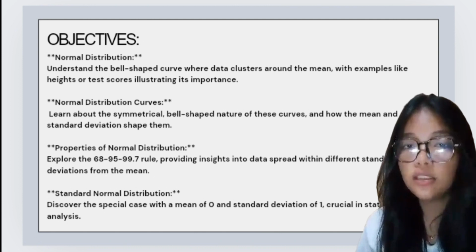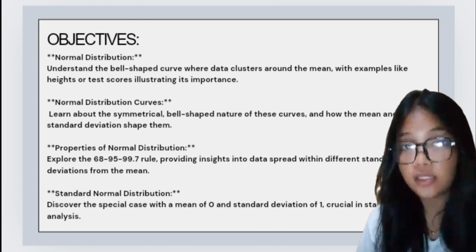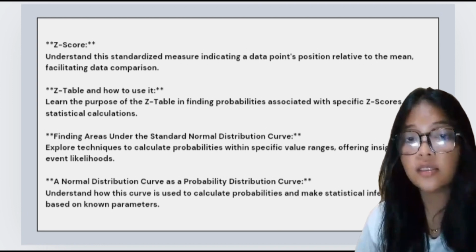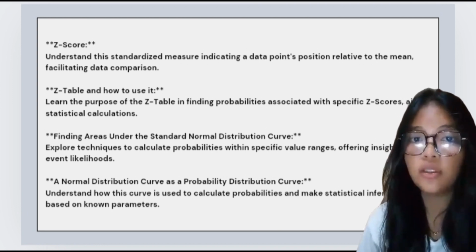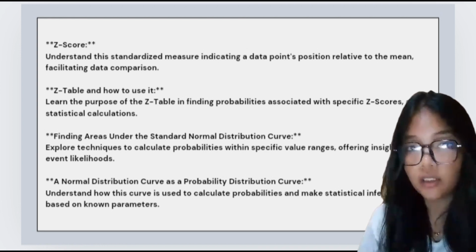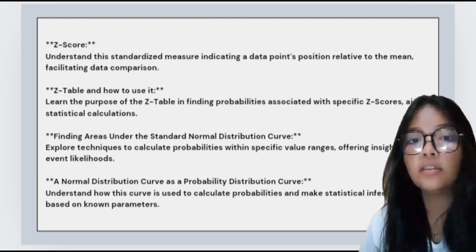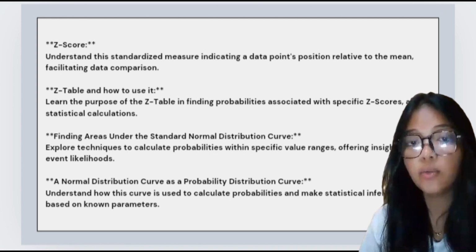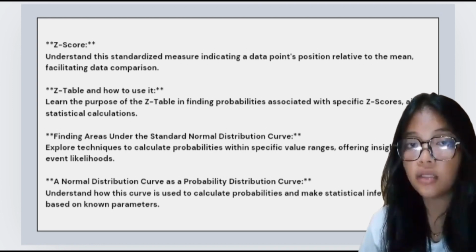In standard normal distribution, you can discover the special case with a mean of 0 and standard deviation of 1, crucial for statistical analysis. In z-score, you can understand this standardized measure indicating a data point's position relative to the mean, facilitating data comparison. In z-table and how to use it, you can learn the purpose of the z-table and finding probabilities associated with specific z-scores, aiding statistical calculations.